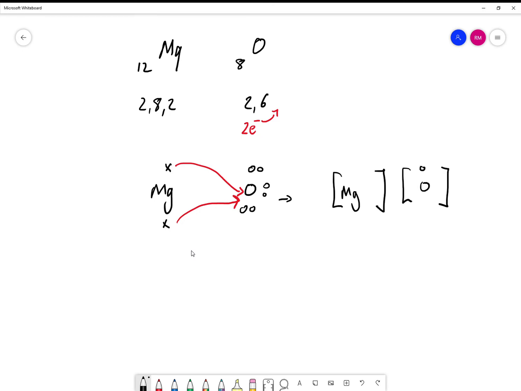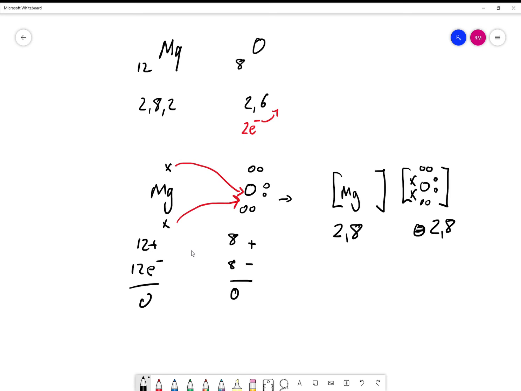So we do my dot cross diagram, my 6 original oxygen electrons, and my magnesium has donated those 2 crosses. My magnesium is now 2,8, and my oxygen is also 2,8. So remember, my magnesium started off with 12 protons and 12 electrons, so neutral charge. My oxygen started off with 8 protons and 8 electrons, so again neutral charge.